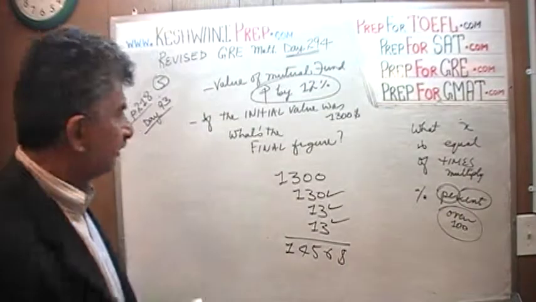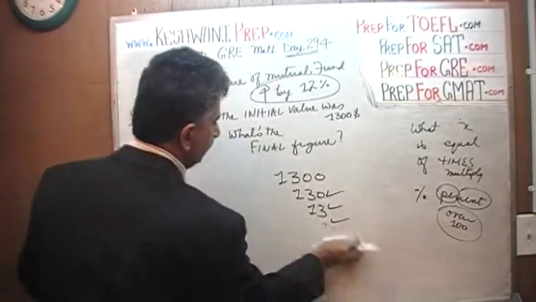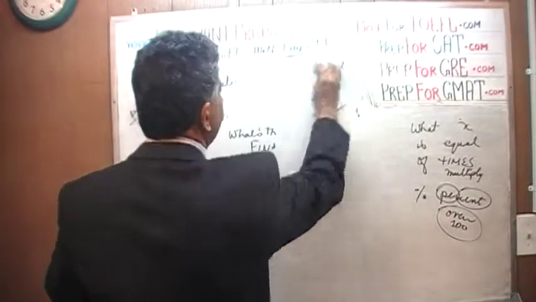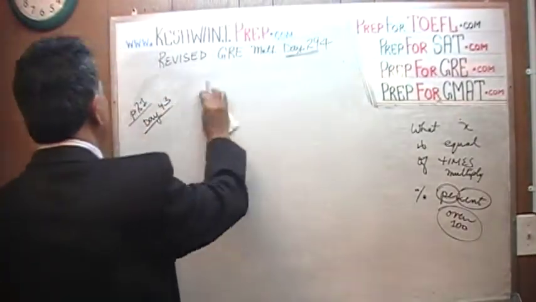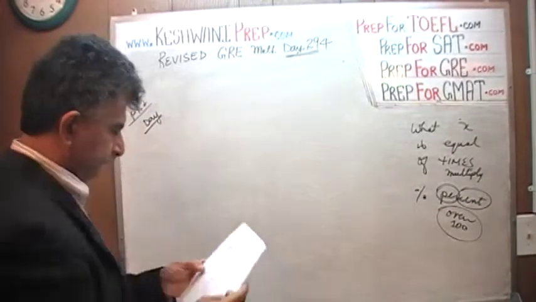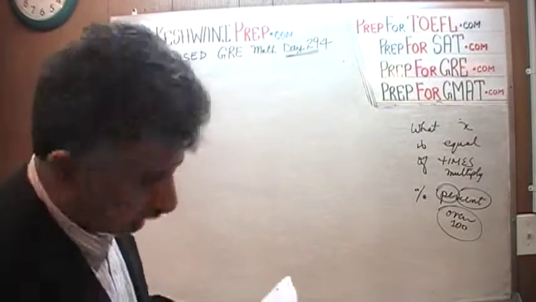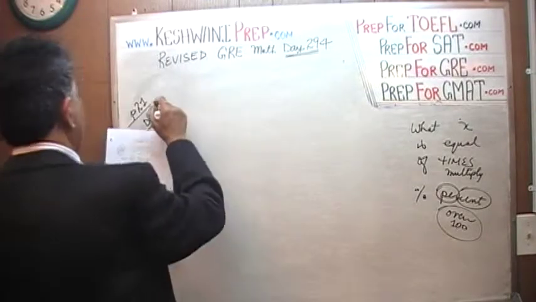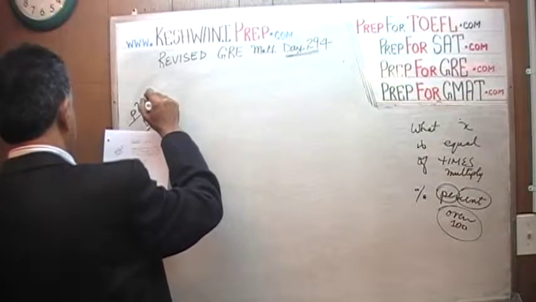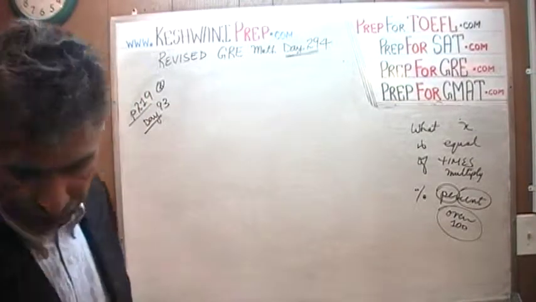Next one, on the next page, page 219. That's it, we're done with this now. Number 6. Let's see what it says.